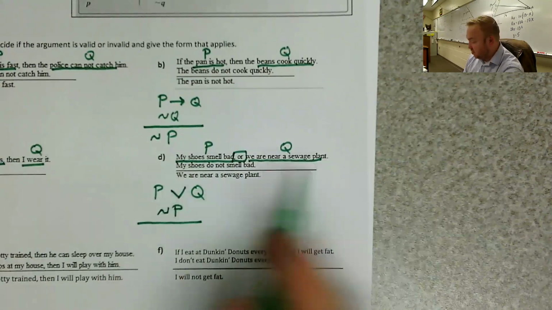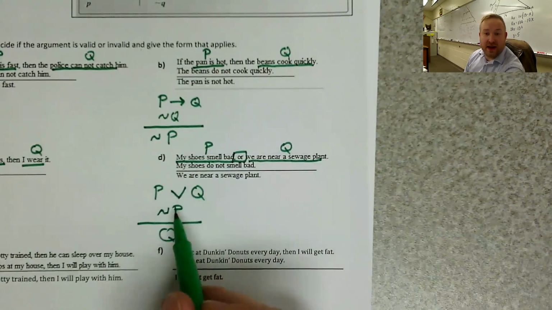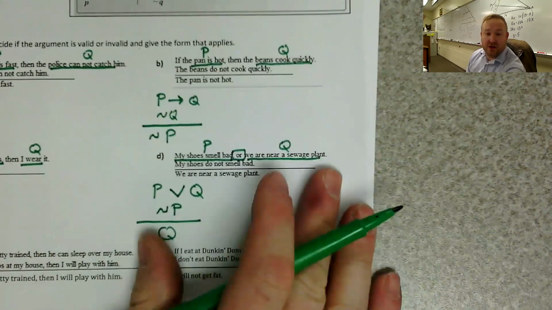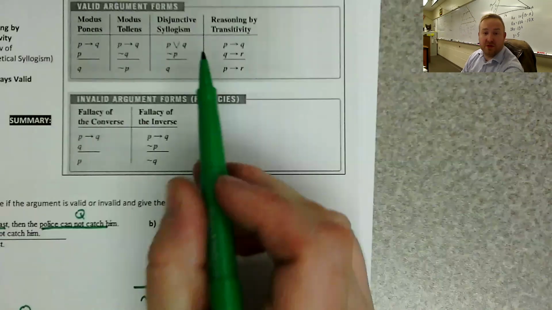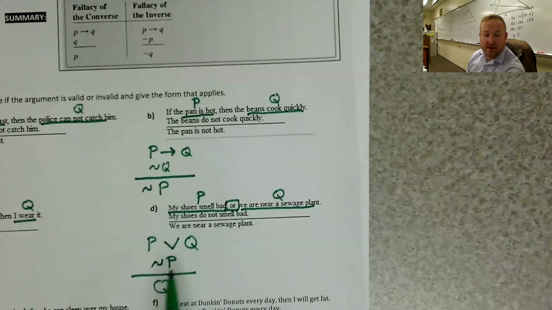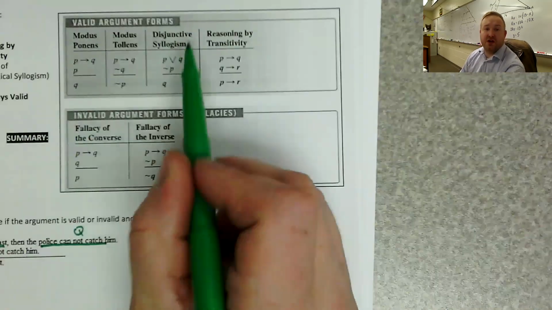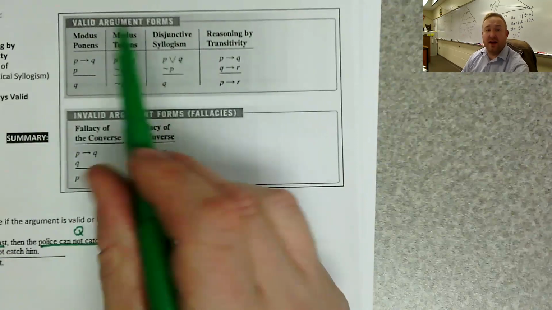That is statement Q. So let's see, I'm looking for disjunction and then negation of P and Q. And that looks like it's going to be this one right here. Disjunction, negation of P, and then Q. That's exactly what we have. So this argument fits into the disjunctive syllogism category, which makes it a valid argument.